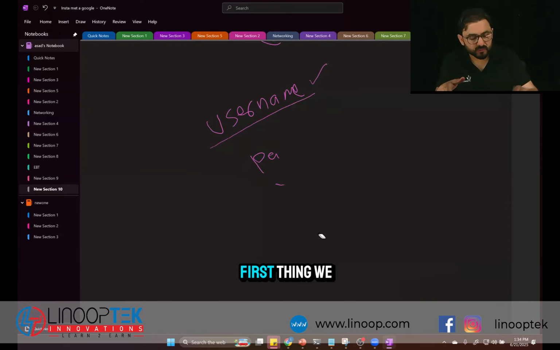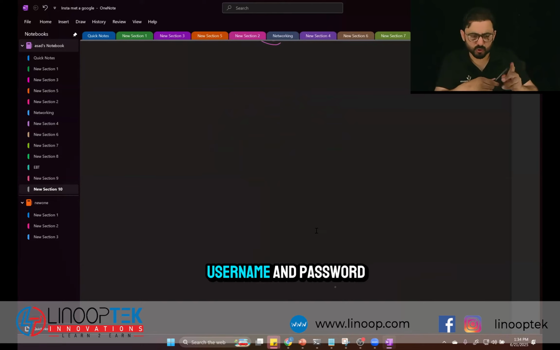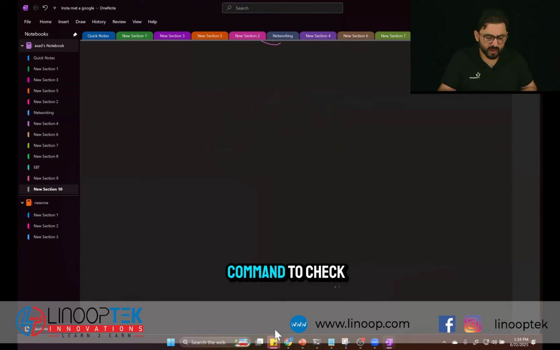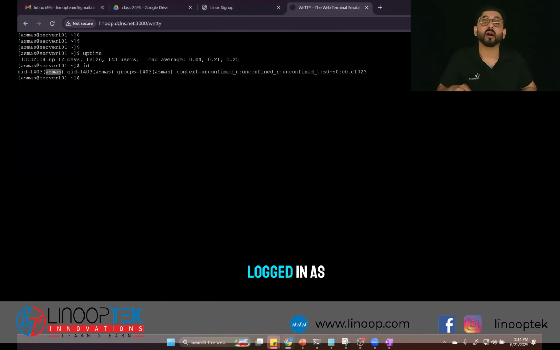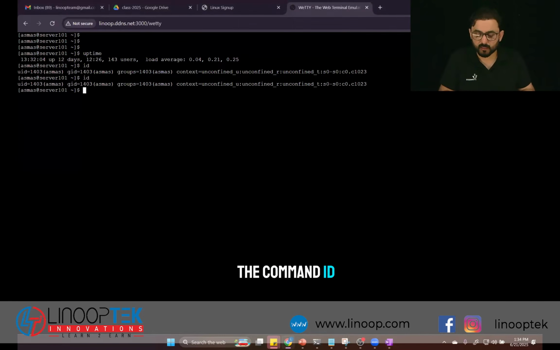So first thing we figured out is we have a username and password. And what's the command to check what username you're logged in as? You can type the command id. id will show you. Another command here is whoami. whoami will give me my username.